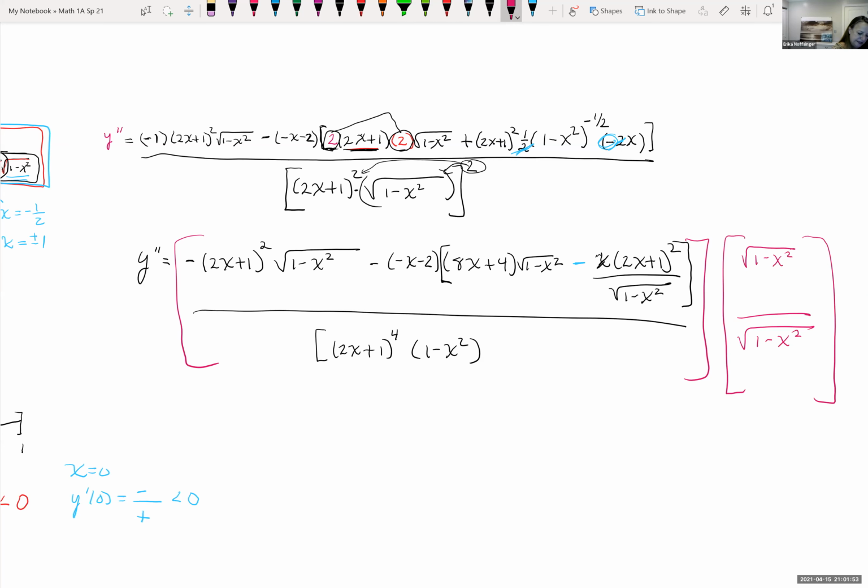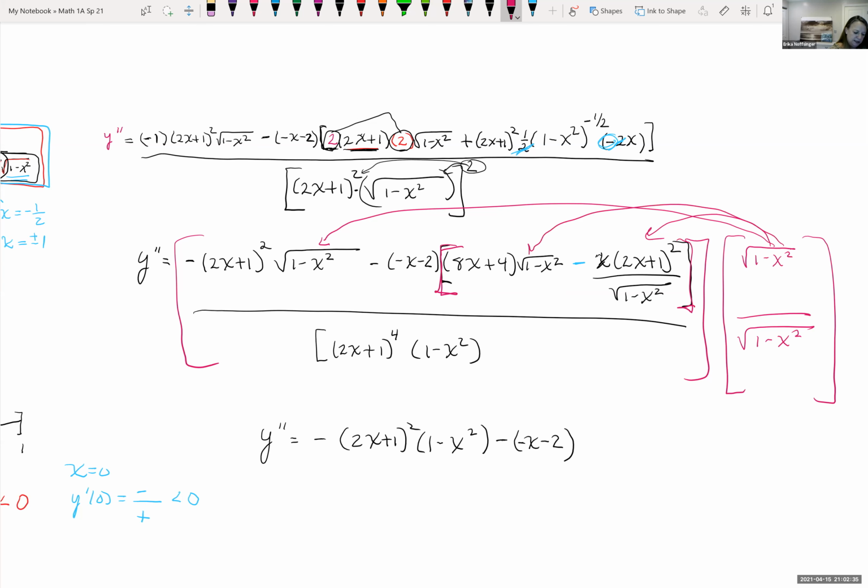When I distribute it to the first grouping in here, notice those are both square roots. So we get y double prime equals this negative 2x plus 1 quantity squared. And then square root times a square root, same thing underneath the radical, the square root goes away and we just have that parentheses 1 minus x squared. Minus x, negative x minus 2. So here, I'm just going to distribute it into the bracket piece, because that's where I want to clear the fraction.